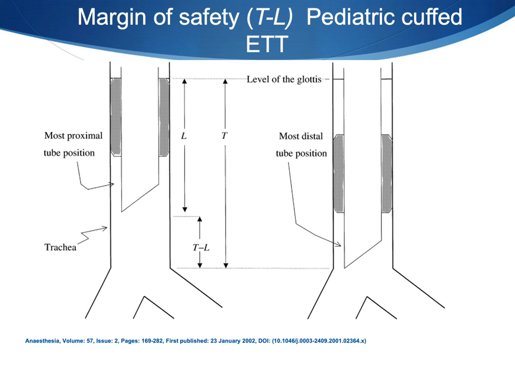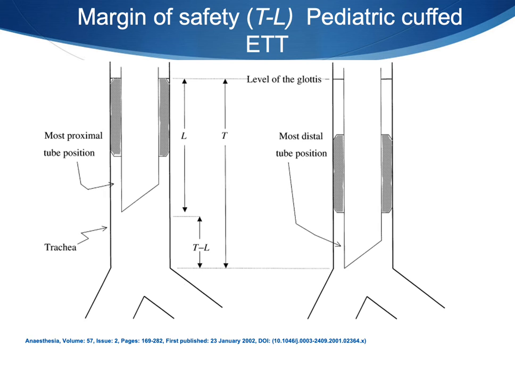Okay, this slide, I admit, is a little busy, but it's very important to have them side by side to explain what's going on. So what you'll see is on the picture on the left, it shows the endotracheal tube in the most proximal position and still being able to ventilate both lungs. The photo on the right shows the endotracheal tube in the most distal position and still being able to ventilate both lungs. Now, when you see the T, the T is the distance from the glottis to the carina.